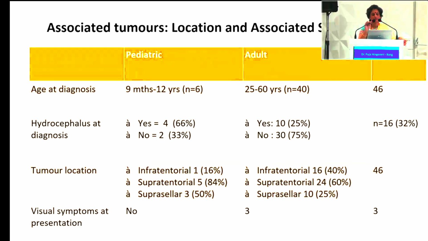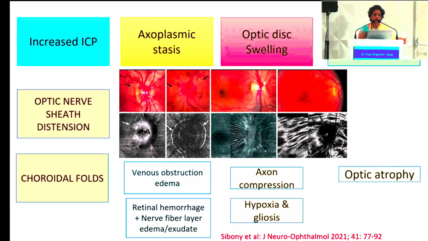We had a 1:5 ratio of infra and supratentorial tumors if we just look at the tumors, because they were significant in both sets of population. And visual symptoms, of course, were more in adults. So the pathogenesis is that when the intracranial pressure increases, there's axoplasmic stasis, which gives rise to optic nerve swelling and subretinal fluid. When the sheath gets distended, there are choroidal folds, and both together may cause venous obstruction, eventually axonal compression and optic atrophy.